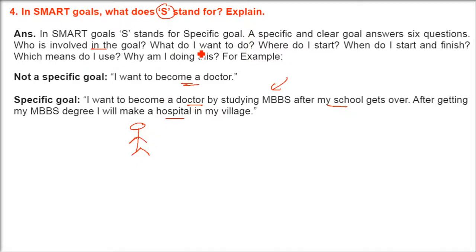You are involved. You want to be a doctor. What do I want to do? I want to be a doctor. Where do I start? I have to study my basic courses, and then I have to go for MBBS. There are certain exams for that. When do I start and finish? When I become a doctor, I have to open a clinic or a good hospital, or I can get a job. Which means do I use? I have to apply for MBBS and get through it. And why am I doing this? Because I love helping people. I want to be a doctor.